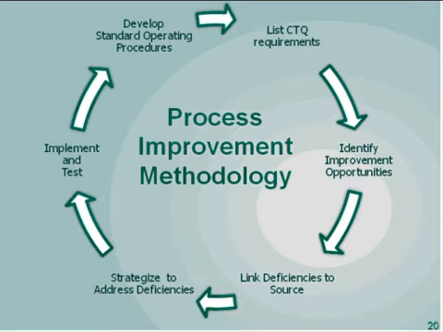After you list the critical to quality requirements, you want to identify the improvement opportunities. How can we make this process better? Then you link deficiencies to the source, look at past issues and difficulties. You try to strategize to address the deficiencies. At every site level, we want to see what could be done.